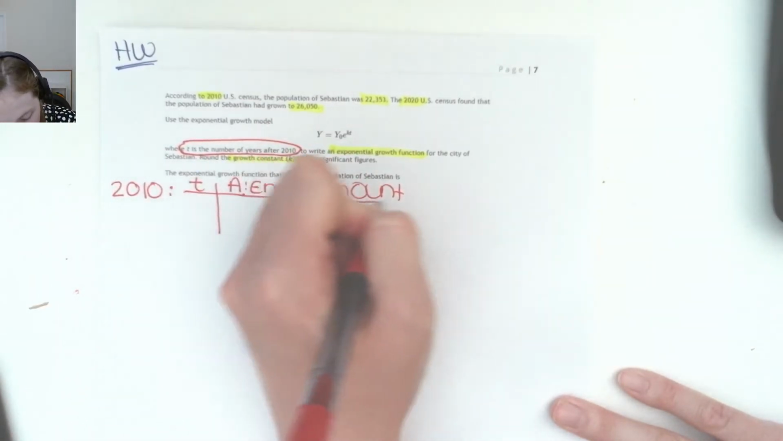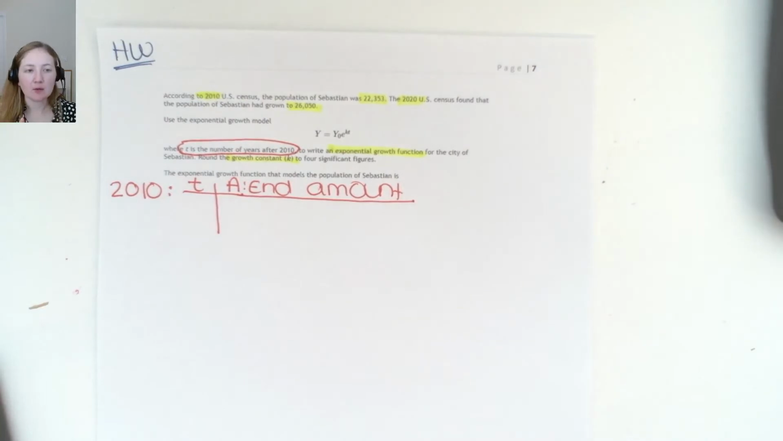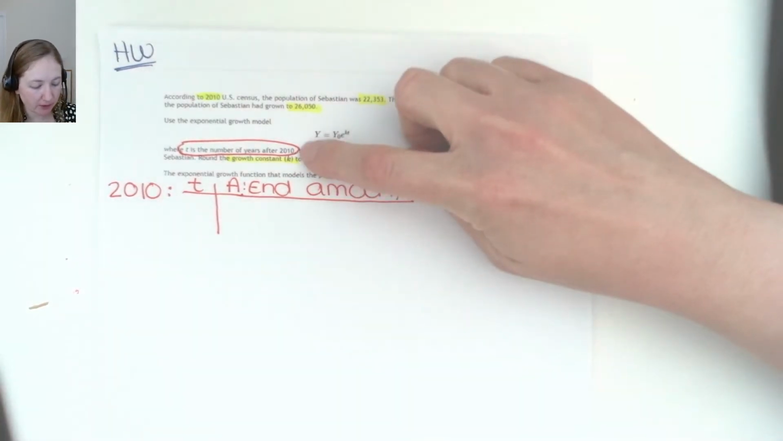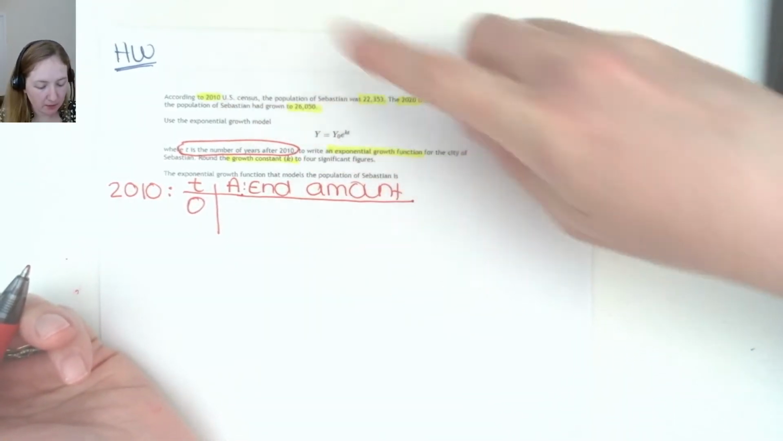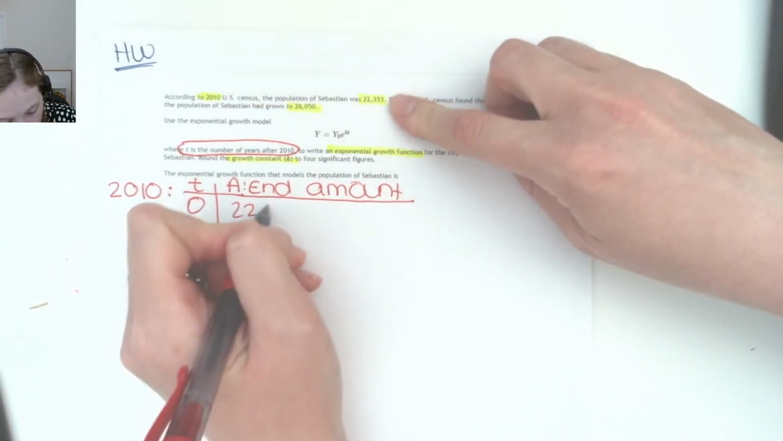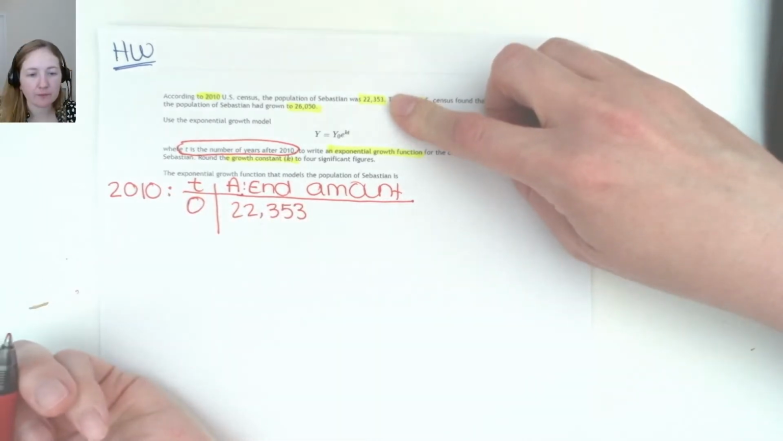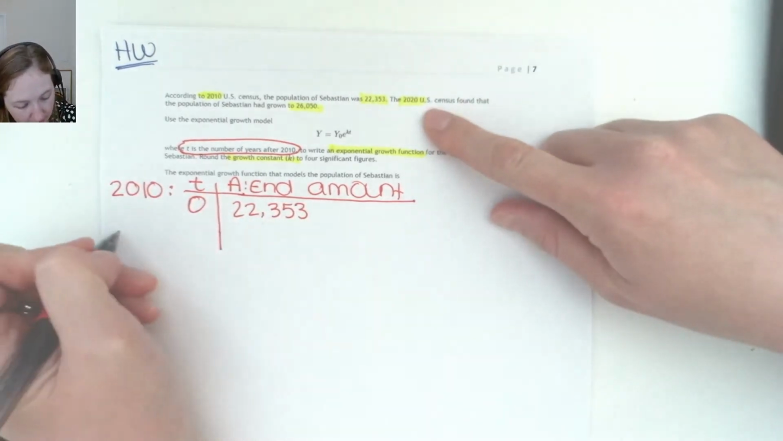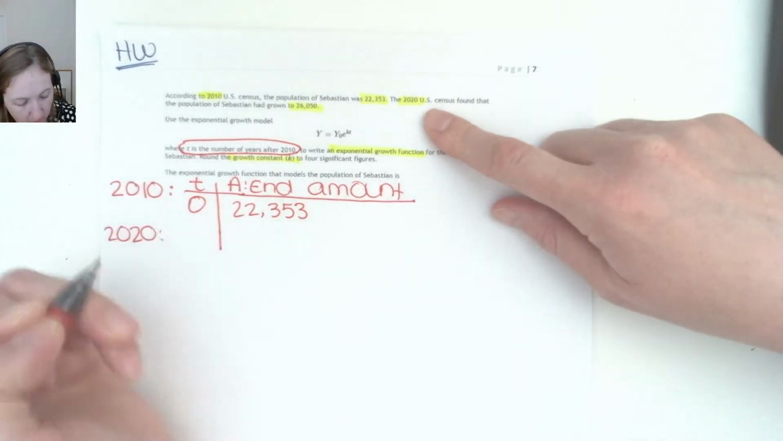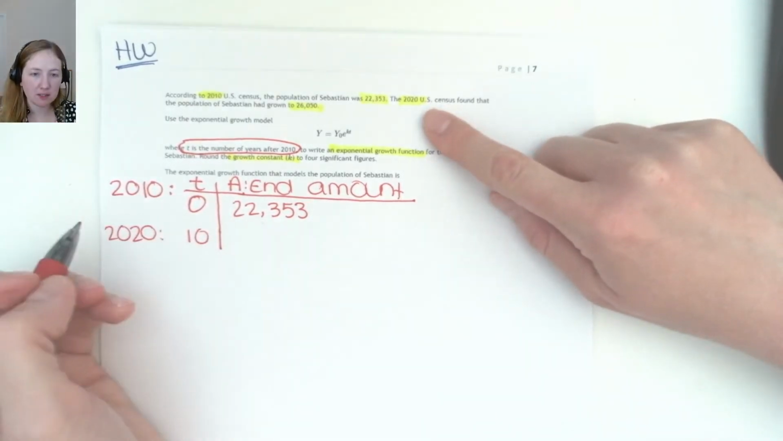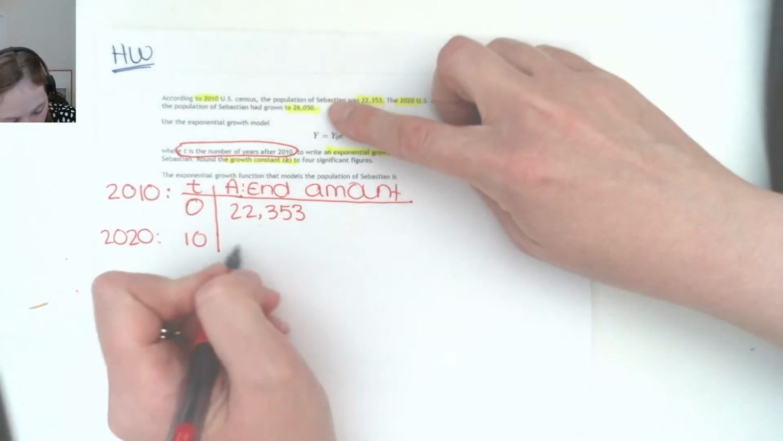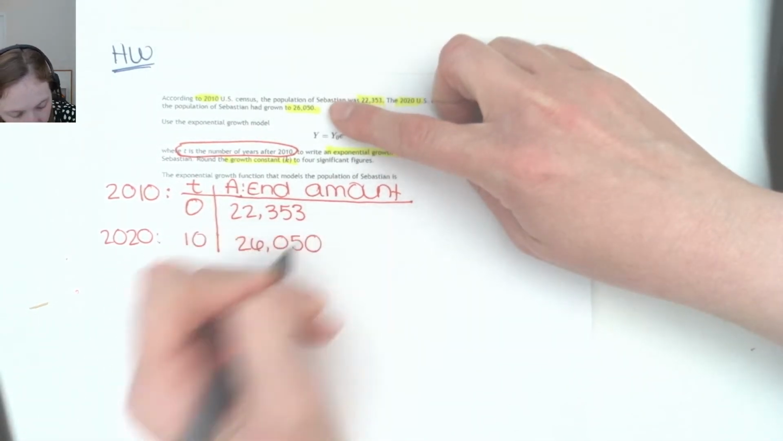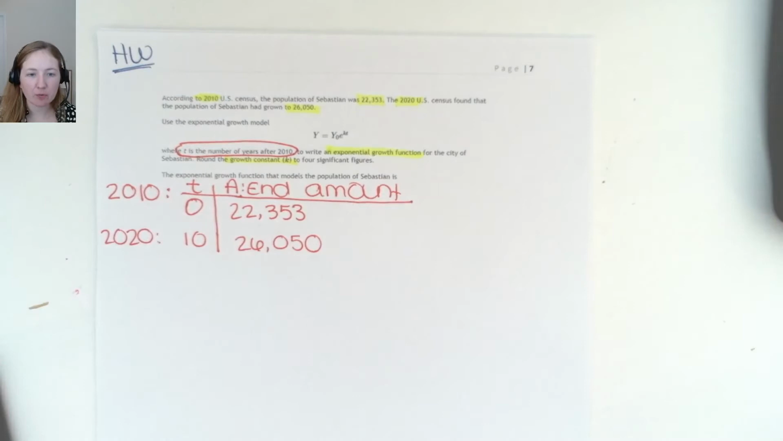So what would the situation be here? In 2010, since T is the number of years since 2010, T would be 0. And in 2010, the end amount was 22,353. Then in 2020, the T value would be 10 because it's 10 years since 2010. And then the population was 26,050. So that's our two data points.